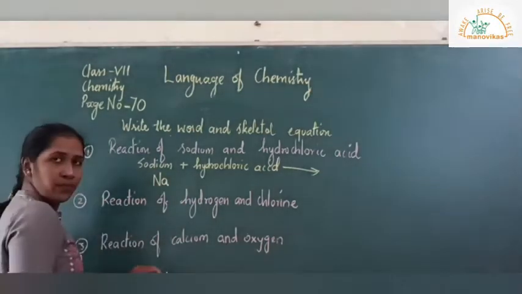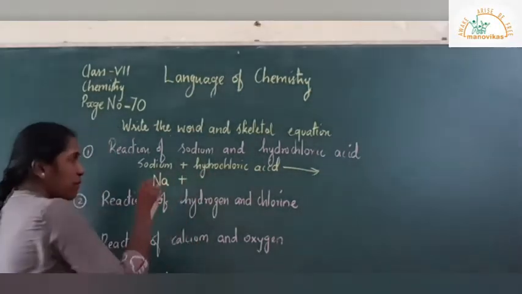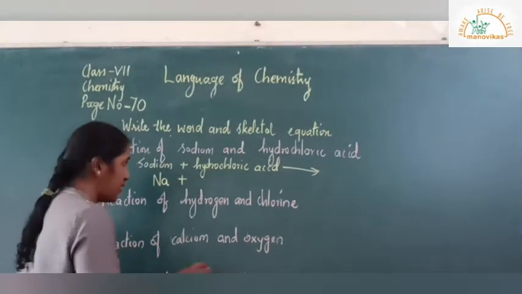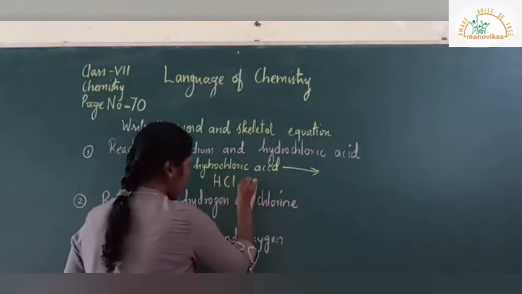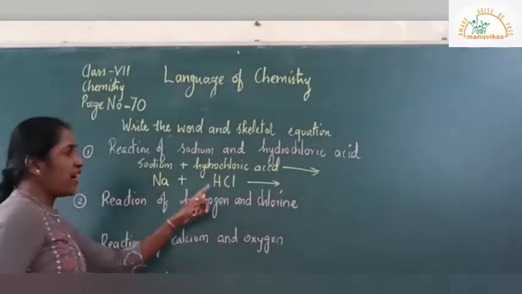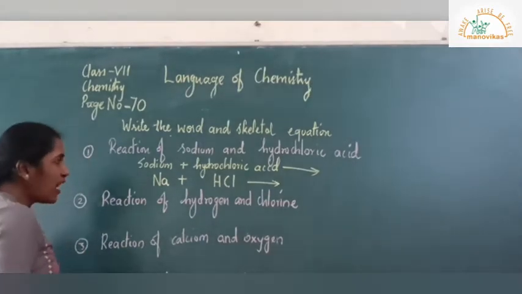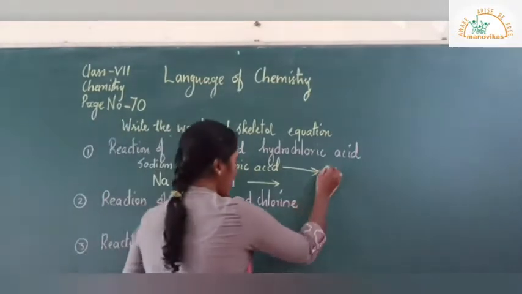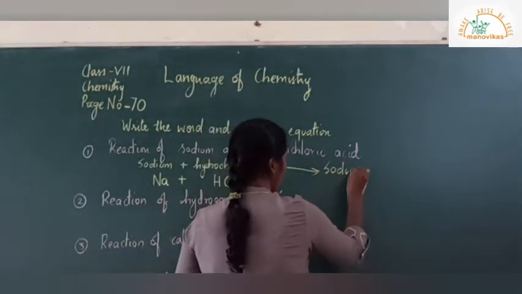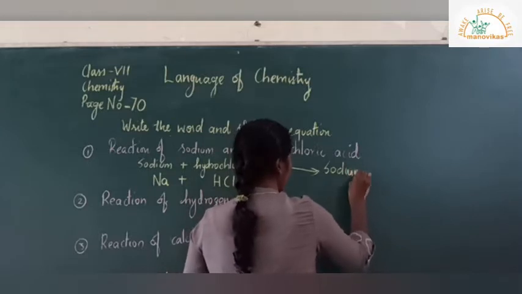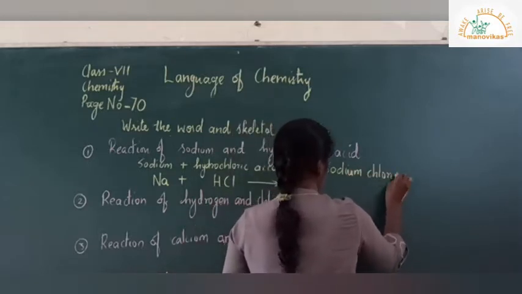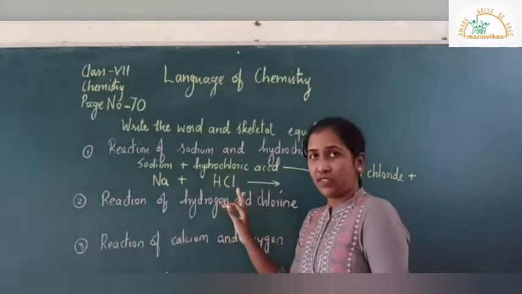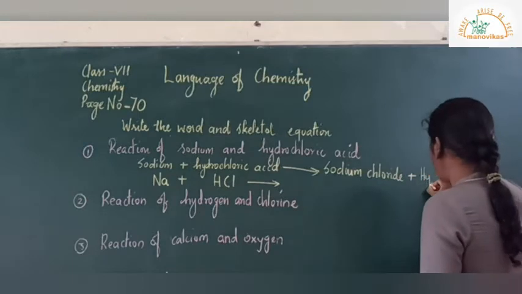Sodium is Na, okay, and when it combines with hydrochloric acid. Now what is the formula of hydrochloric acid? It is HCl. So when sodium combines with hydrochloric acid, what I will get is sodium chloride. Okay, so I'll write it over here, sodium chloride, plus what I will remain with, hydrogen. So I'll write it as hydrogen.